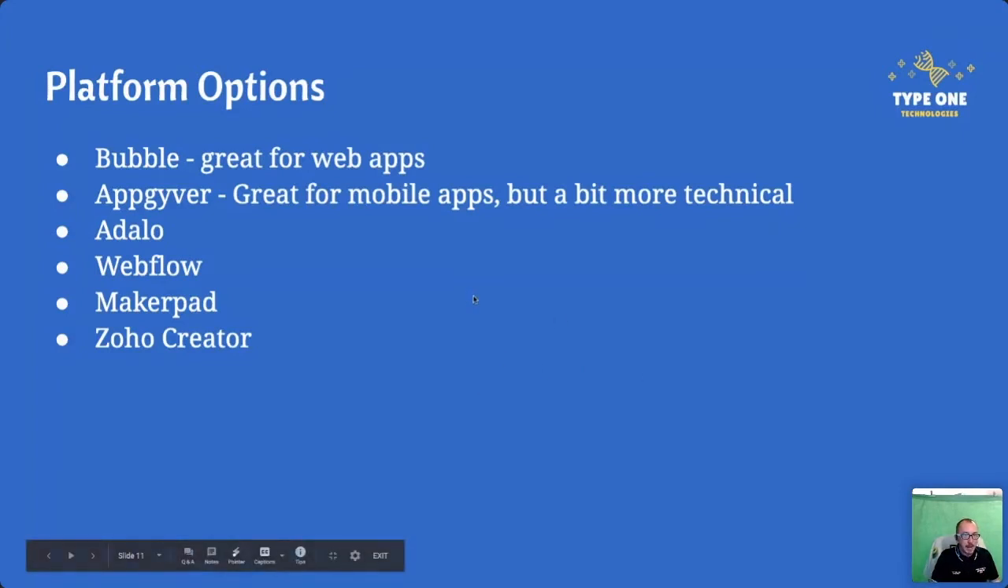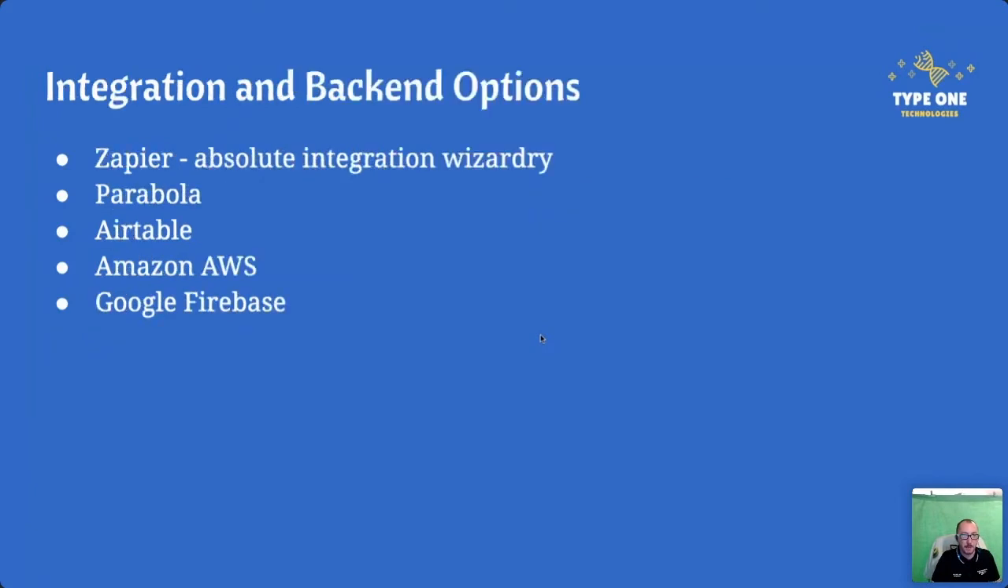AppGyver, which is great for mobile apps, but it's a bit more technical and does require a little bit more playing around. Adalo and Webflow and MakerPad, all great tools that you could use for either, not ones that I've played with too much. And then Zoho Creator, great for linking different functions, but probably more if you're already using the Zoho suite of enterprise software. But Bubble I have found to be a phenomenal tool, and Bubble's the one that we're going to use in just a moment. Some of the other things we've got are some integration and back-end options.